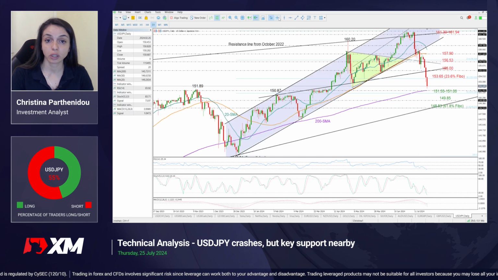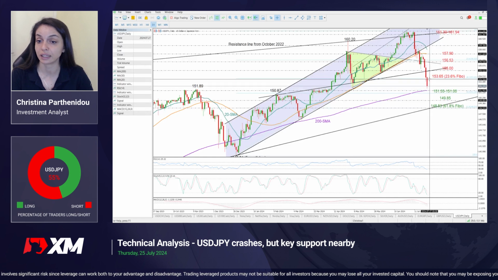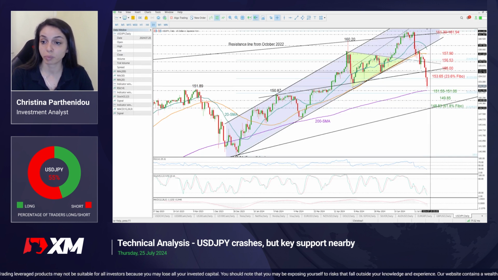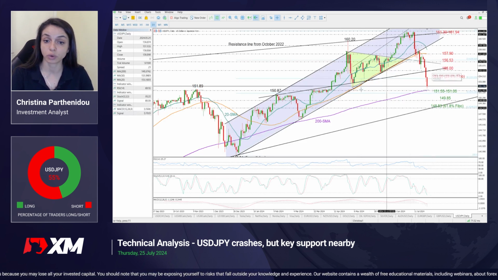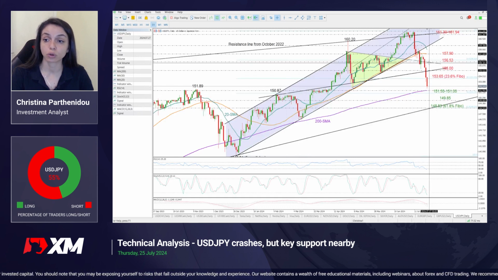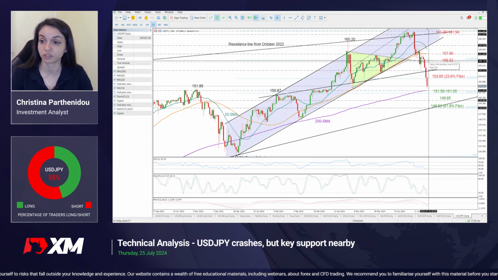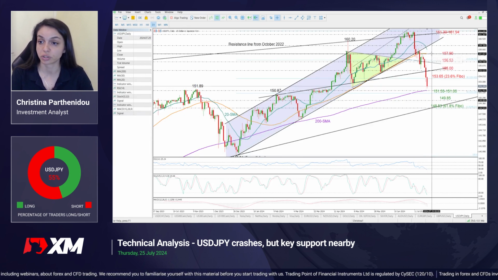Now, if the pair were to reverse to the upside, if upside pressures resurface, the initial resistance could come near the 23.6% Fibonacci of 153.65. Higher than that, I would also pay attention to the 155 and 156.53 territory. This is where we can see two constraining broken trend lines around this area, while the 23.6% Fibonacci of 156.82 is also nearby.